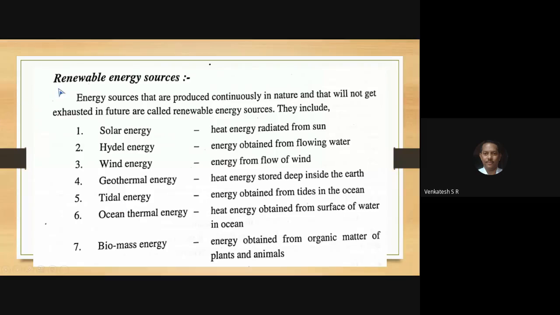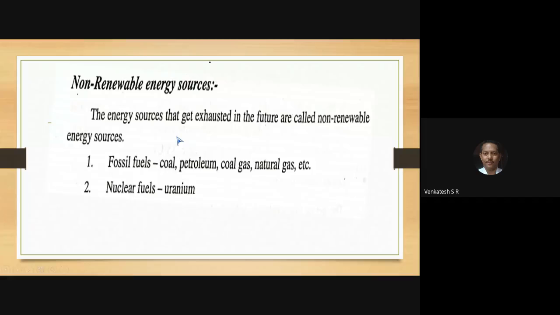So these are the renewable energy sources. Next come to the point, that is non-renewable energy sources. If you use it, it is finished. According to the definition, non-renewable energy sources are energy sources that get exhausted in the future. Remember the words: get exhausted in the future.